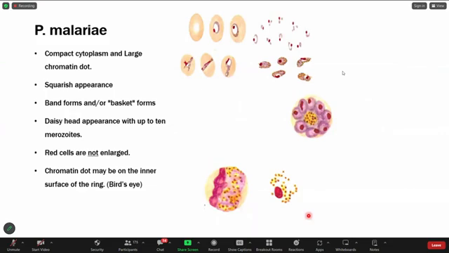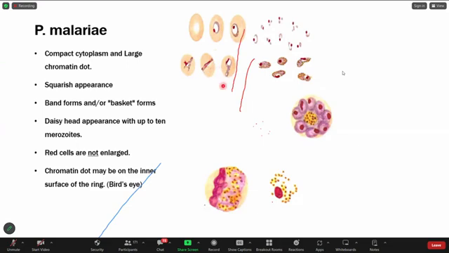malariae, the distinguishing feature is the compact cytoplasm. It has a compact cytoplasm and a larger chromatin dot. The chromatin dot for P. malariae is larger compared with that of P. falciparum. It also has the band forms in a thin film. In P. malariae, the band forms are common, especially when the trophozoites start developing like this one. This is the band form.